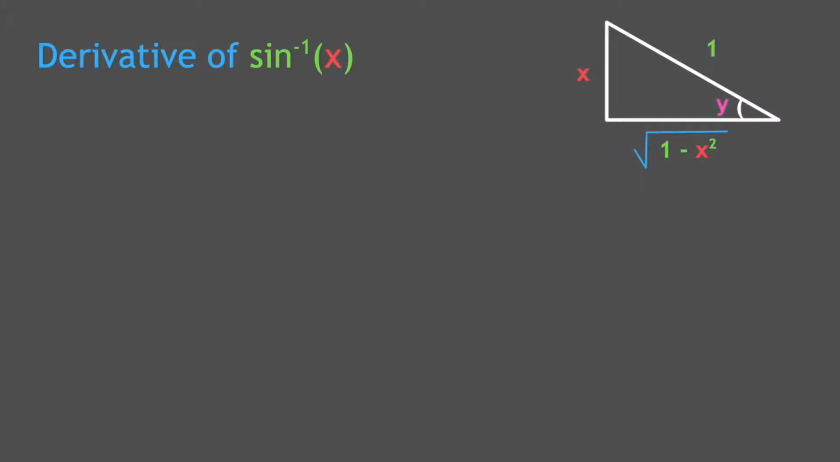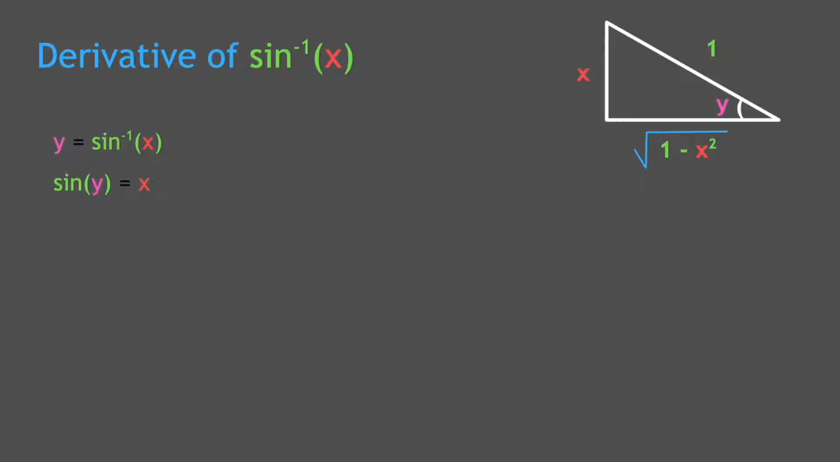From here, we can use the Pythagorean theorem to solve for the adjacent side, which gives us the square root of 1 minus x squared. And then finally, to set some angle, I just set our angle equal to y. Using this information, what we can do is set up an equation. So y is equal to the inverse sine of x. From here, we're going to solve for x and have that the sine of y is equal to x.